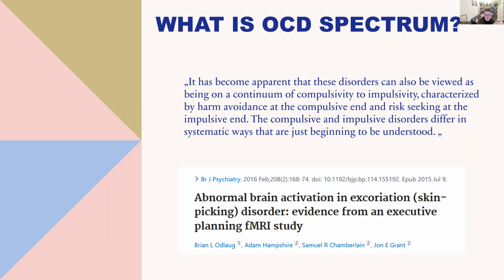So on one hand, you have avoidance, and on the other hand, you have risk-seeking and impulsivity. The compulsive and impulsive disorders differ in systematic ways which are just beginning to be understood. And this is really the key: we don't have a comprehensive theory of them.